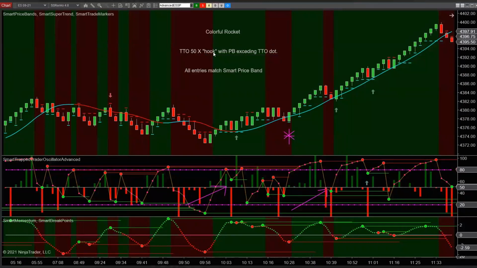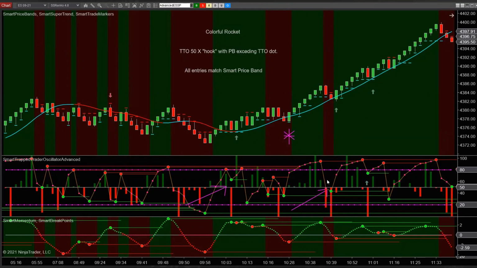We call this a TTO 50 or midline hook with a pressure bar exceeding out of the TTO. Wait, I can't get the title out, so we call it a rocket. Colorful means we're going to trade with the Smart Price Band. When it turns cyan, reversal up, reversal up, reversal up. When it's red, reversal down, down. Big reset down. So it's pretty good to follow that.